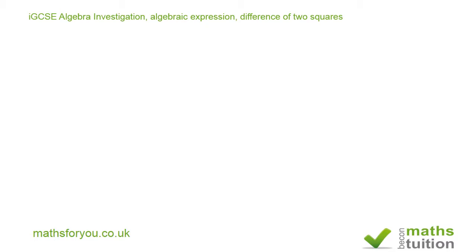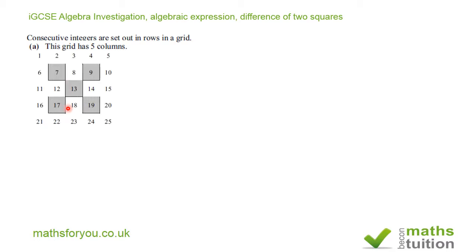Now, this is an unusual question, but nevertheless, it's quite interesting. It says consecutive integers are set out in rows in a grid. So the word consecutive is important here. That word is very important. Okay, they are set out in rows in a grid, and the grid has 5 columns in this case.